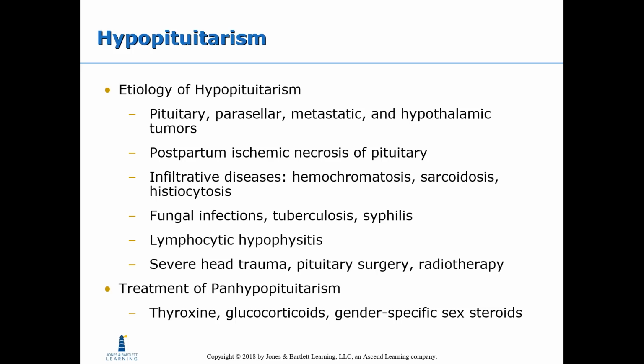Other causes are infiltrative diseases such as hemochromatosis, sarcoidosis, and histiocytosis, fungal infections, tuberculosis, syphilis, lymphocytic hypophysitis, and severe head trauma, pituitary surgery or radiotherapy. The treatment of pan-hypopituitarism includes thyroxine, glucocorticoids, and gender-specific sex steroids.